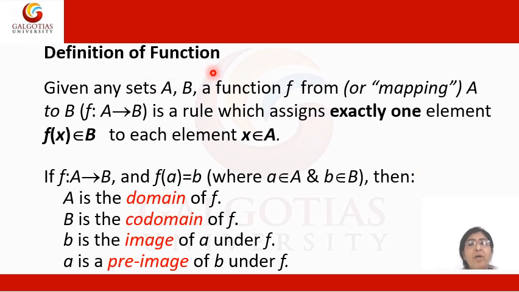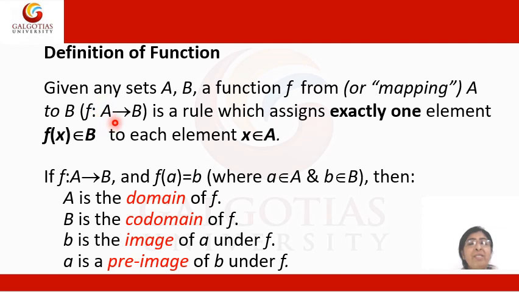Definition of function. How will you define the function? Given any two sets A and B, a function f from A to B, or you can say a mapping f from A to B, is a rule which assigns exactly one element f(x) belonging to B to each element x belonging to A.